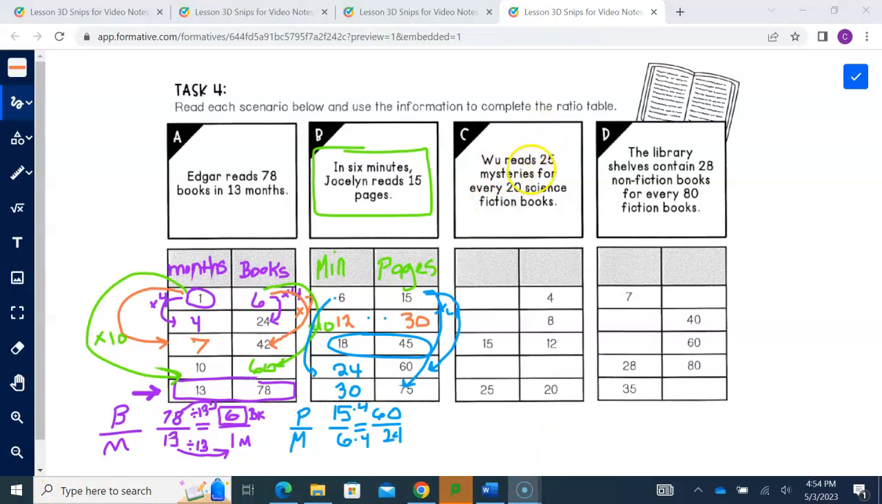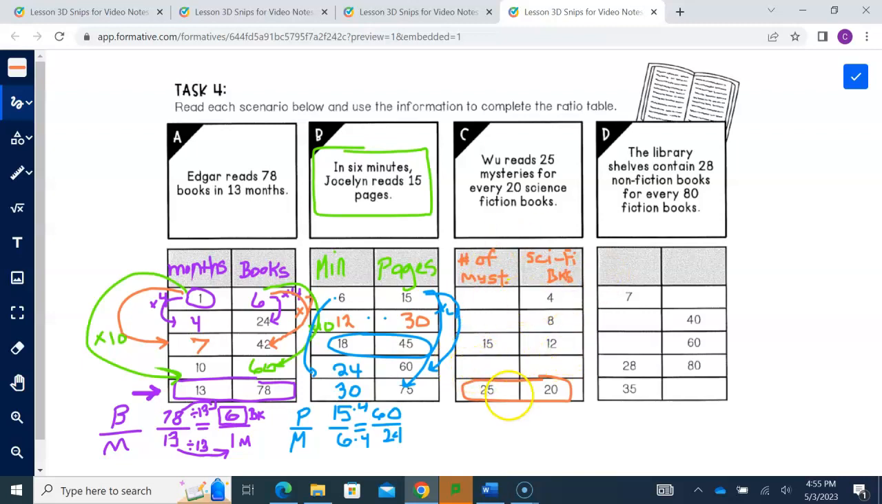Okay, in this next scenario, Wu reads 25 mysteries for every 20 science fiction books. So right here we have the 25 and the 20. So we need to figure out what these labels are. 25 mysteries. So this is the number of mysteries. I'm going to abbreviate mysteries. For every 20 science fiction, sci-fi books. So they're the genre that they're reading. Those are the two categories.